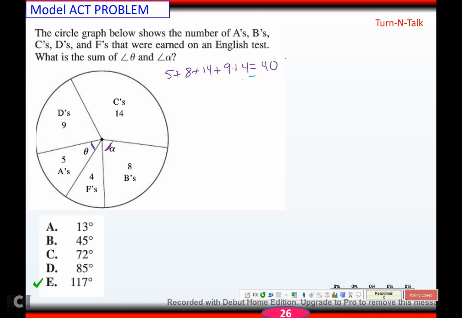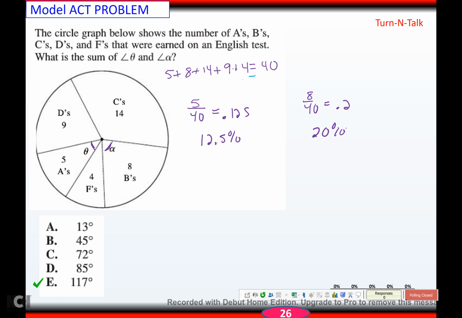So if I figure out what percent of the circle the A's are, well, that's 5 out of a total of 40, which is 0.125, which is 12.5% of the circle. For my B's, well, that's 8 out of 40, which is 0.2, which comes out to 20% of the circle. Okay, so we got to figure out how much of the circle that is.